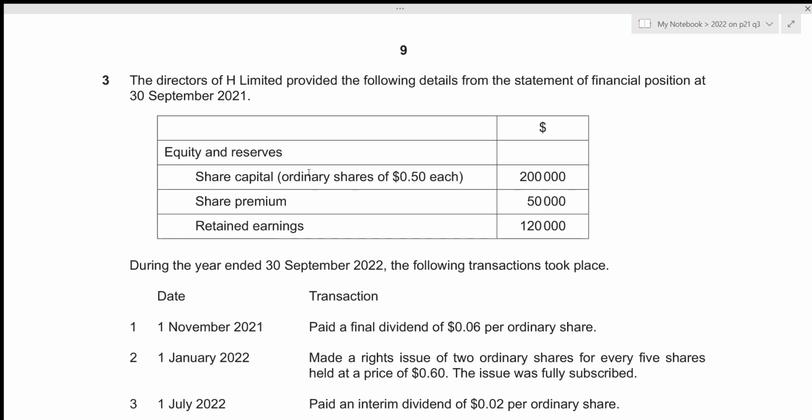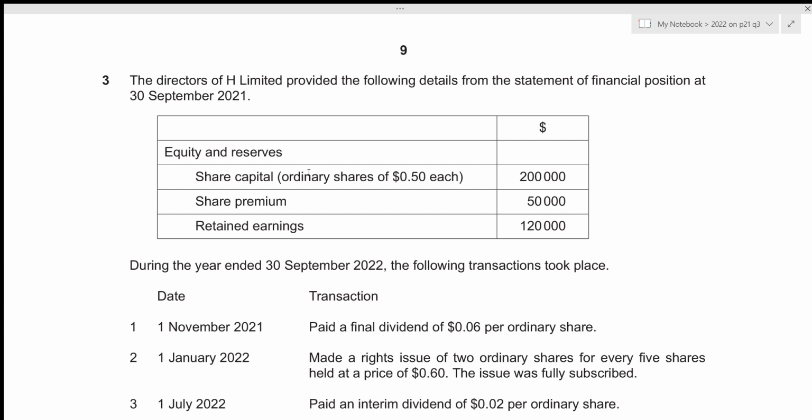Hi everyone, in this video we'll be going over A-Level Accounting 2022 October-November Paper 2-1 question number 3. This is a structured paper 2 which consists of 4 questions. 2 of them are of 30 marks and 2 of them are of 15 marks. We are also given a time limit of 1 hour and 30 minutes.